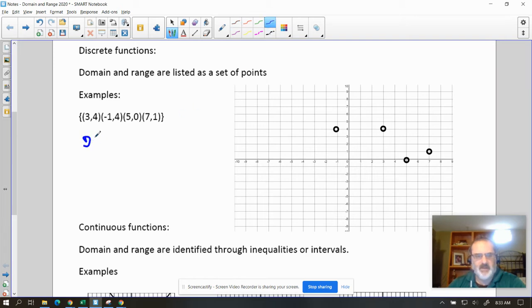The domain is the set, if we put them in order, -1, 3, 5, 7. Range, I'm going to be putting in red every time. Range is red. That's going to be the set of numbers 0, 1, 4.